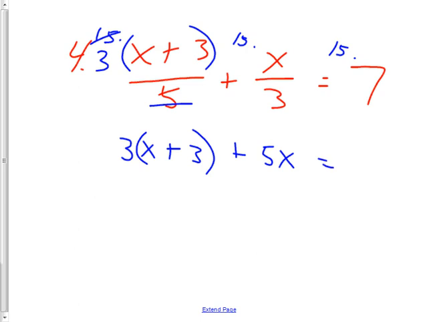10 times 7 is 70. 5 times 7 is 35. 70 and 35 adds up to 105. You could grab your calculator anyway if you wanted to multiply 15 times 7.